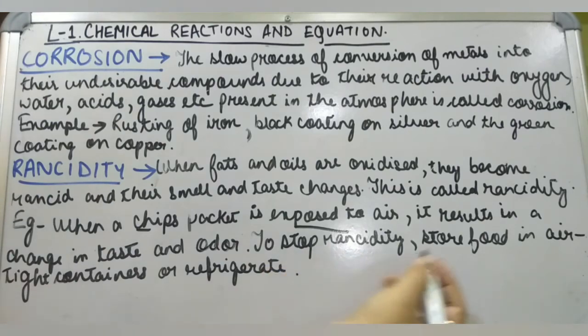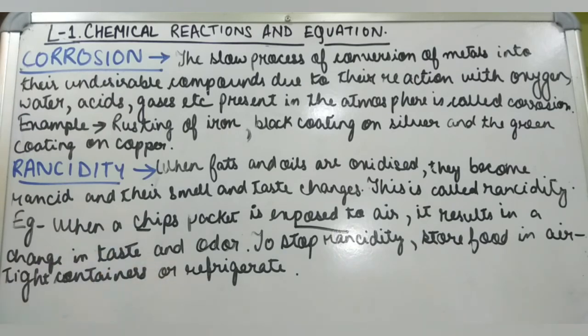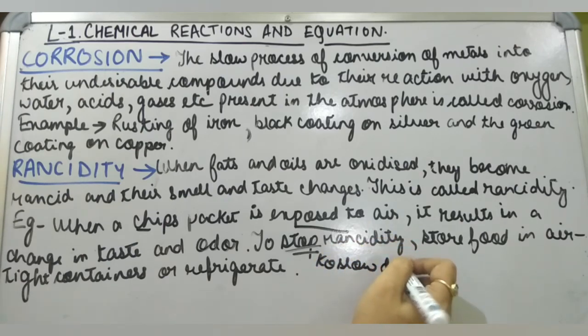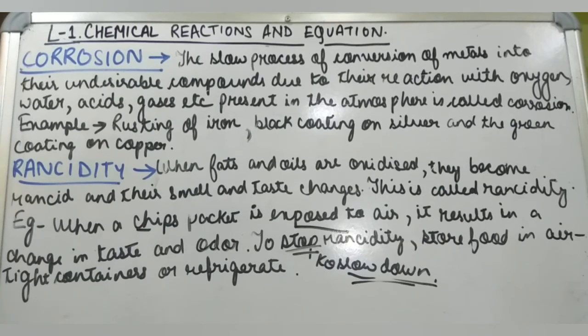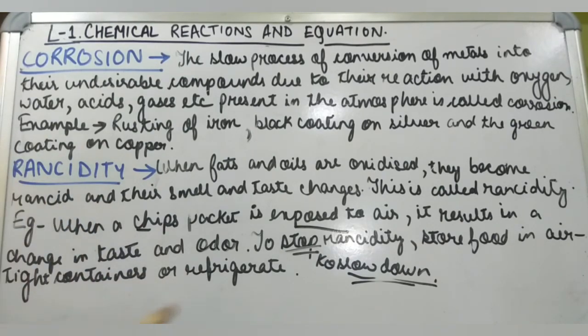So to stop rancidity, what we have to do is store food in airtight containers and refrigerate it. Rancidity actually can't be stopped, it can be reduced. Okay, so we can reduce this process by keeping our food in airtight containers and also by refrigerating our food, so that fats and oils are not oxidized. This was the last topic for this chapter.